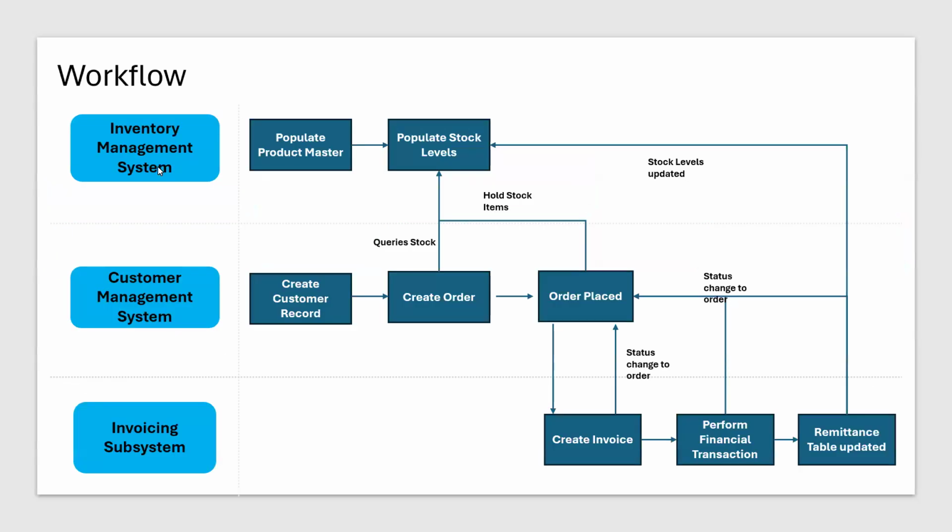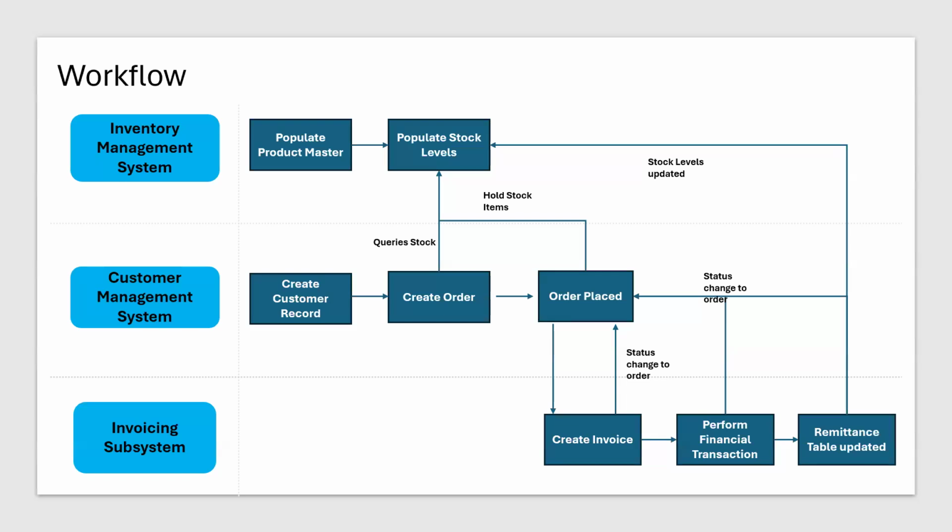From a workflow perspective, what we'll be seeing is how we use GenRocket to create the projects to populate the product master as well as the initial stock levels. In the customer management system, we'll be creating the customer records, assigning their card details, and placing that all-important order.